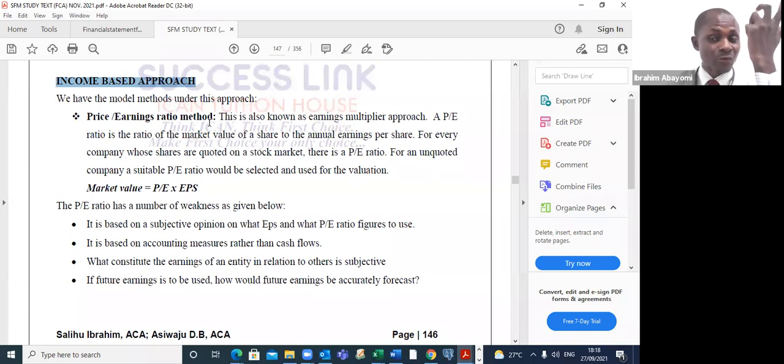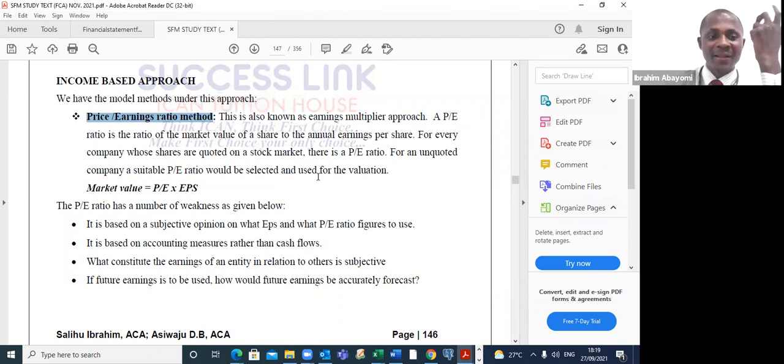And it is also known as what? Market approach, because most of the data you need to carry out valuation under this method are gotten from the market, from the stock market. That is why you can also call it market approach. Under this method, we have what we call the price-earnings ratio, PE ratio.